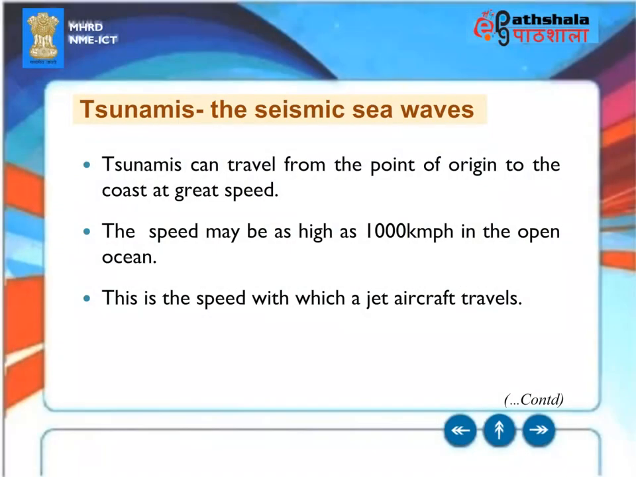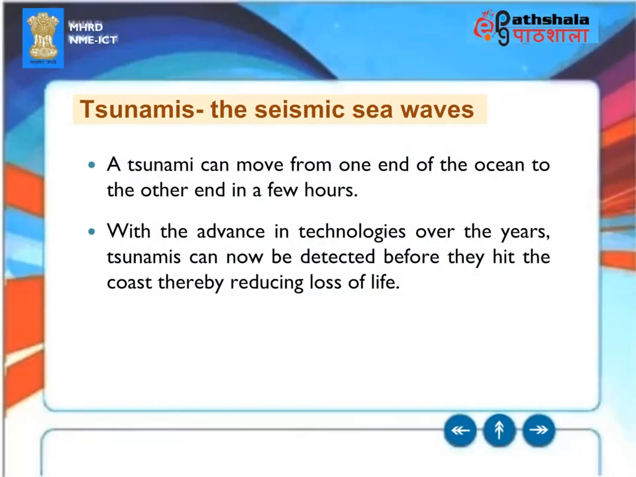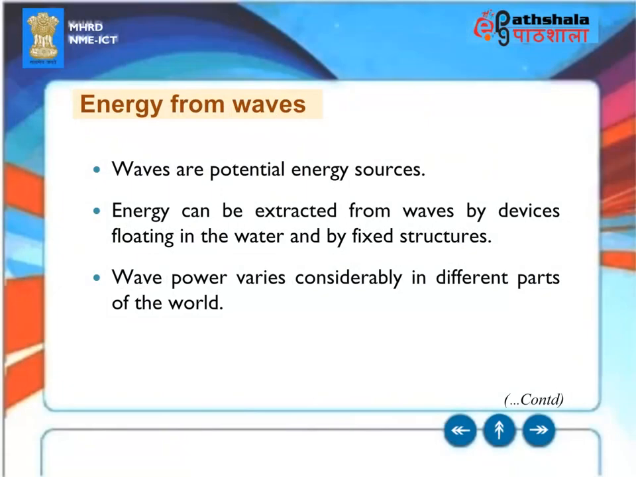Tsunamis can travel from the point of origin to the coast at great speed. The speed may be as high as 1000 kilometers per hour in the open ocean. This is the speed at which a jet aircraft travels. A tsunami can move from one end of the ocean to the other in a few hours. With the advance in technologies over the years, tsunamis can now be detected before they hit the coast, thereby reducing loss of life. Energy from waves.